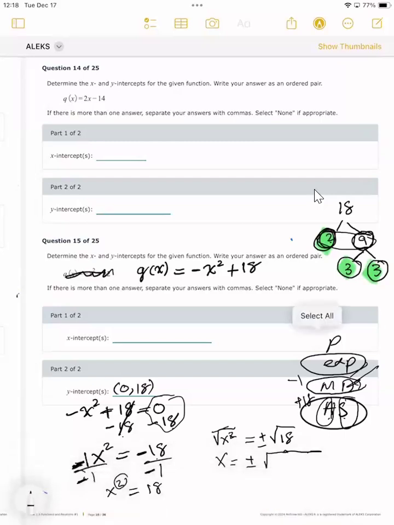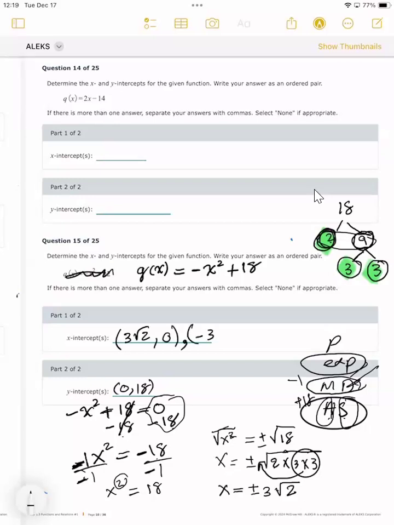So I write this as 2 times 3 times 3. I have two 3s. They come out as one 3. And 2 will not come out because I only have one of those. So the answers are positive and negative 3 square root of 2. So when I want to write my x-intercepts, I write (3 square root of 2, 0) and (negative 3 square root of 2, 0).